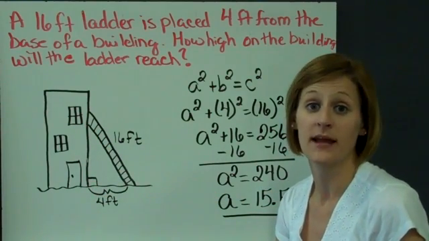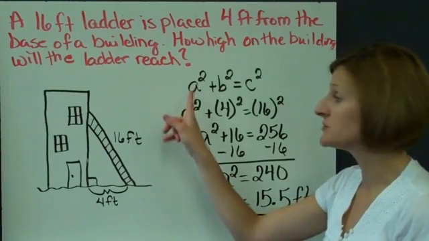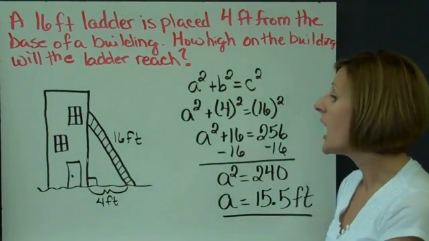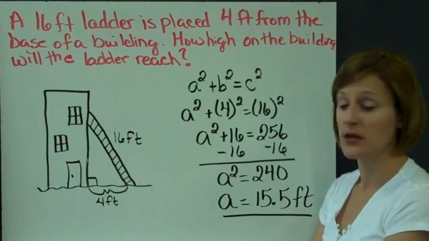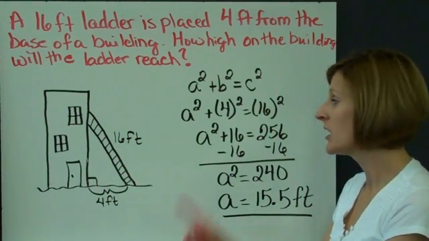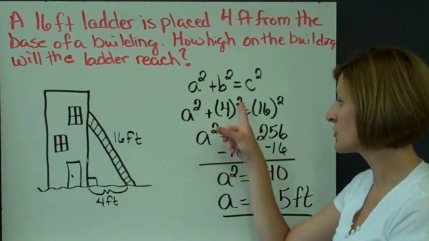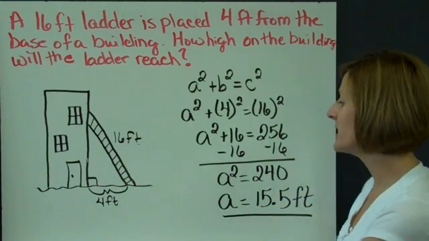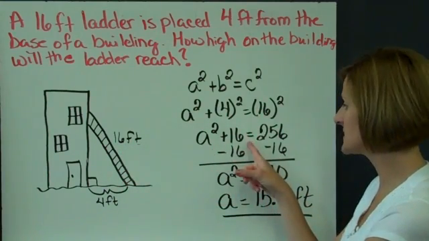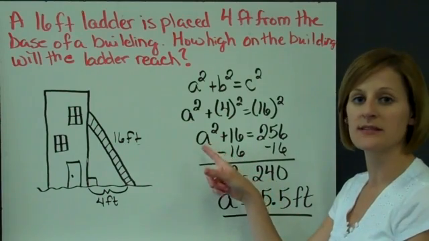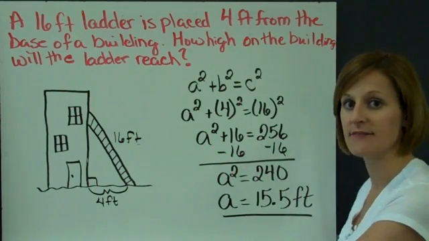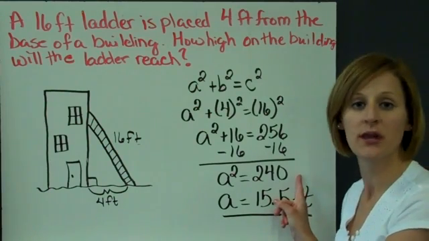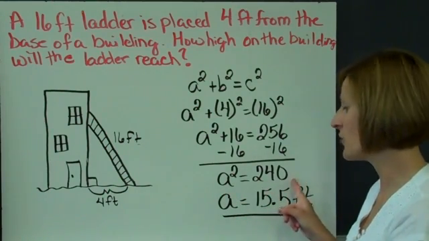I need to solve for my missing leg. So I'm going to use my Pythagorean theorem, a squared plus b squared equals c squared. I'm going to solve for a, because my b is 4. So I do a squared plus 4 squared equals 16 squared, because that's my hypotenuse. Then when I solve this, 4 squared is 16, and to get a squared by itself, I need to subtract 16 from both sides. So 256 minus 16 is 240. So I get a squared equals 240.